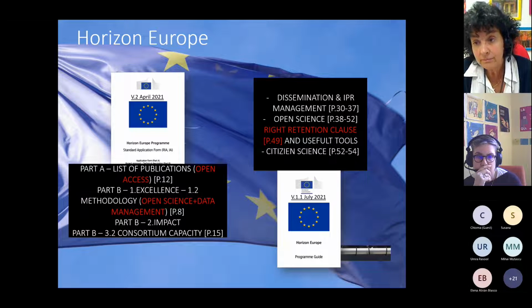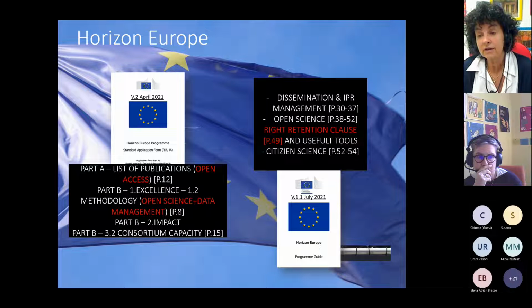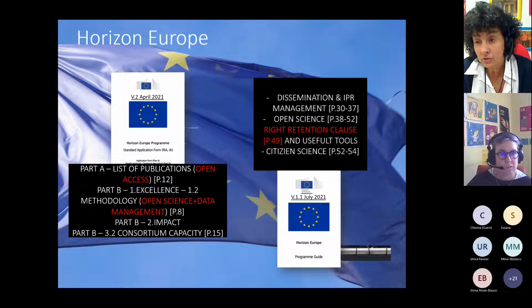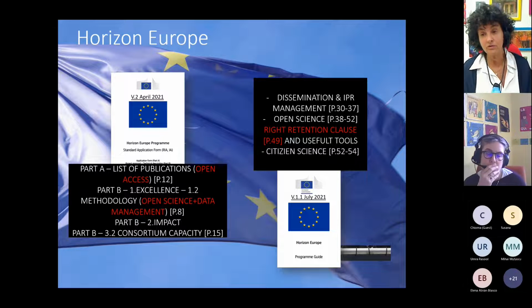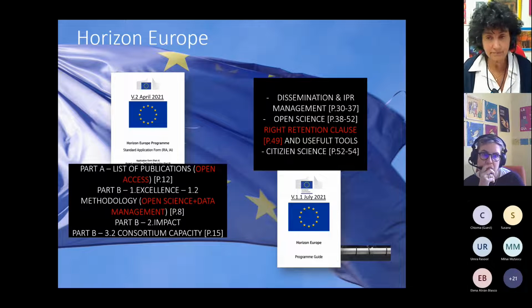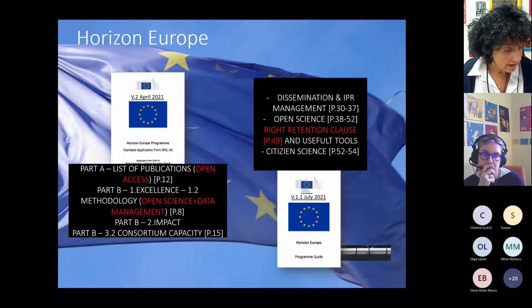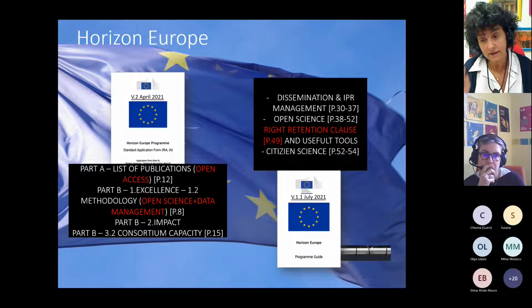The program guide, because you have more than 25 pages on open science, okay? Because you have something about patents, you have something about dissemination, you have open science, let's say, serving suggestions, and here you have the rights retention clause. We will see that the rights retention clause is one of the biggest novelties in Horizon Europe, and it's in the program guide.